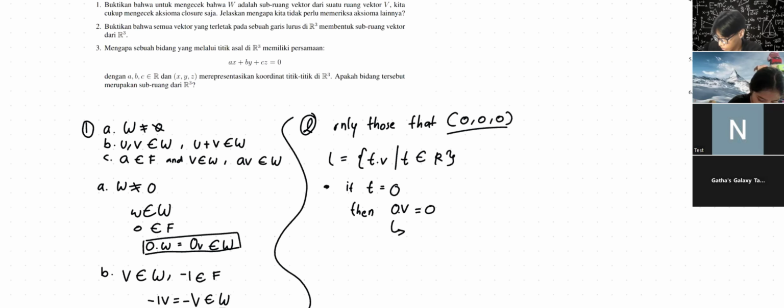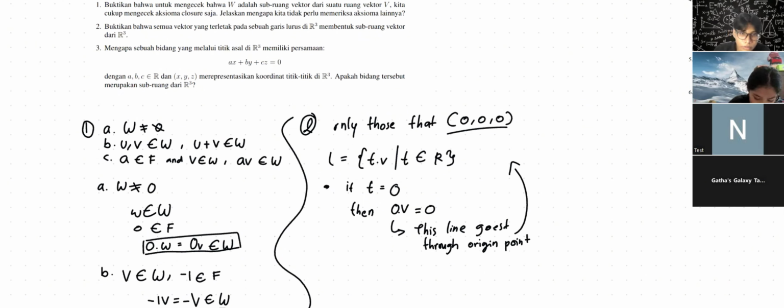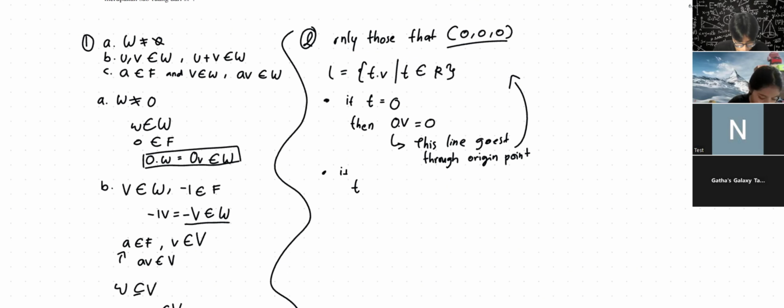This line goes through the origin point, which is (0, 0, 0). Now, the second point, if we take 2 points like T1V plus T2V, and then make some operation like this, this is also still on the line.